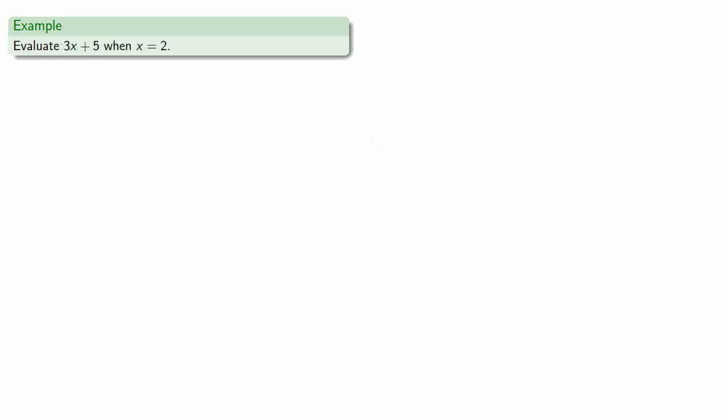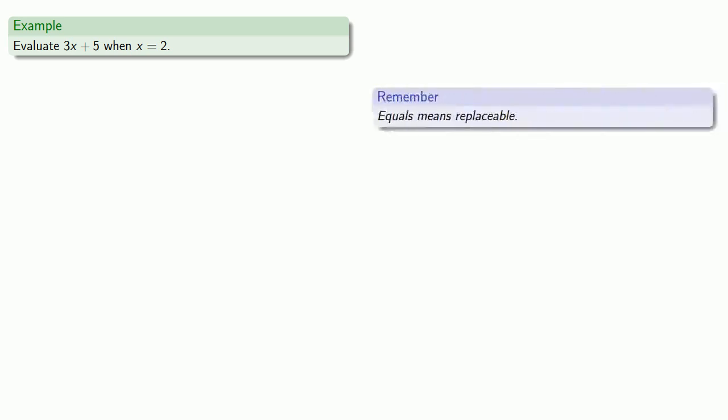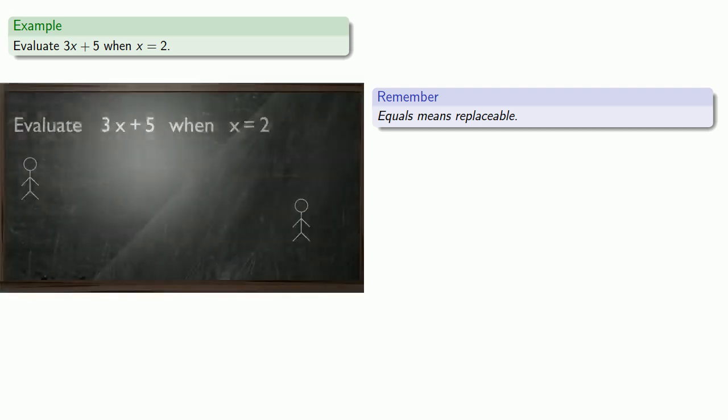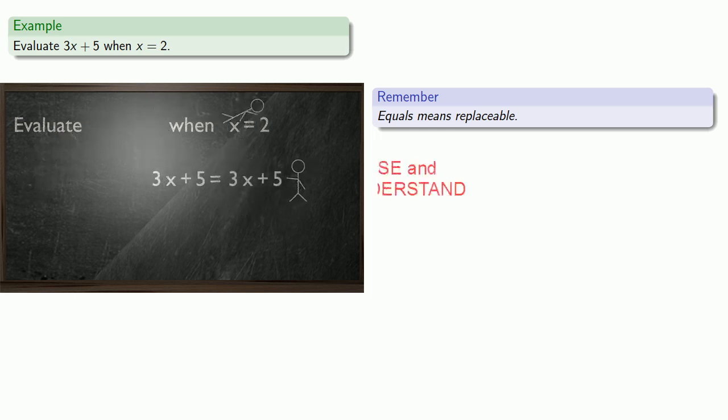How about evaluating 3x plus 5 when x equals 2? So remember, equals means replaceable. Now it's a good rule in math, and in life, that you can never write too much. So what we might do is start out with the blazingly obvious idea that 3x plus 5 is the same as 3x plus 5.